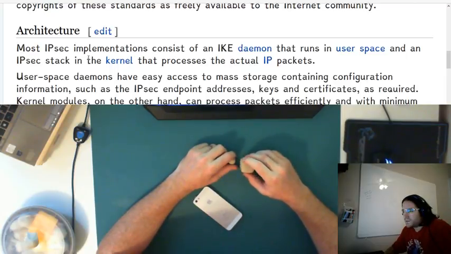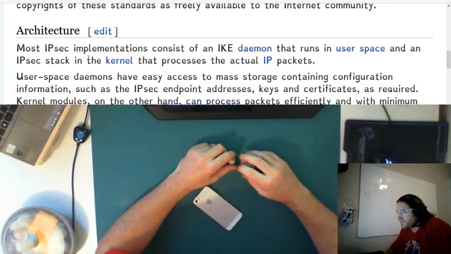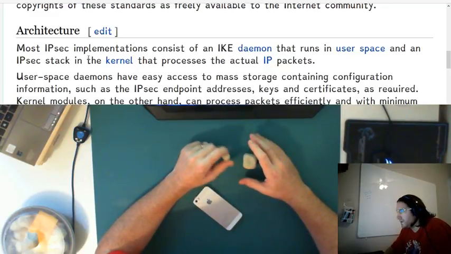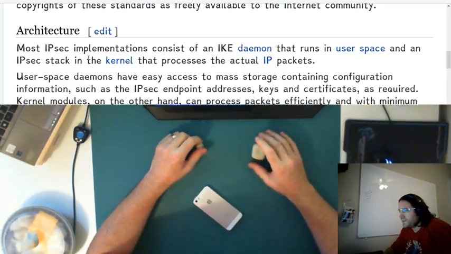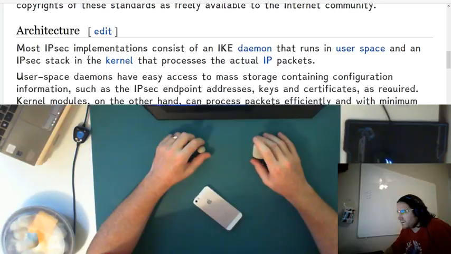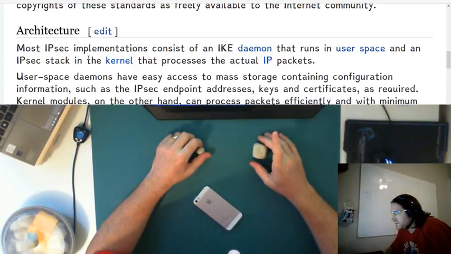The architecture of IKE. Most IPsec implementations consist of an IKE daemon that runs in the user space and the IPsec stack in the kernel that processes the actual IP packets.